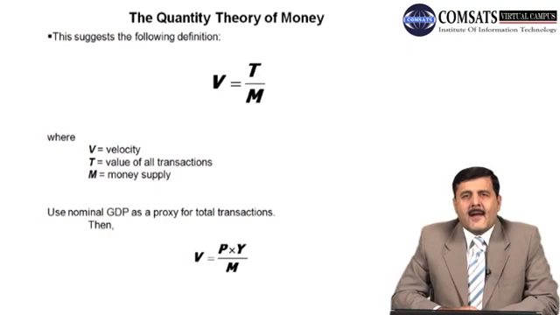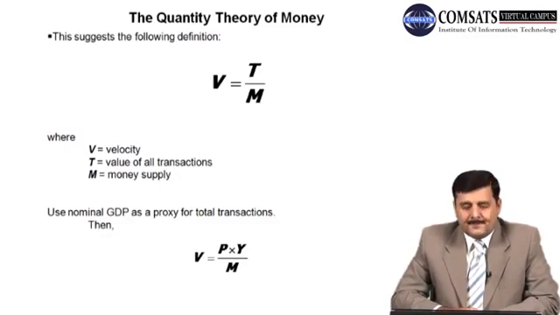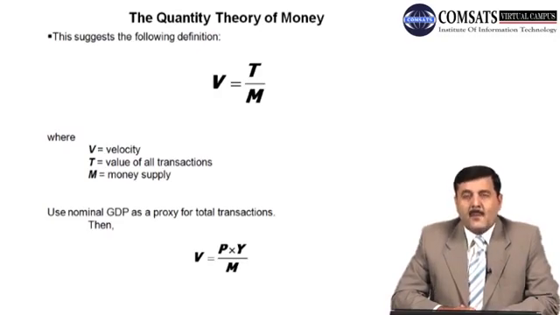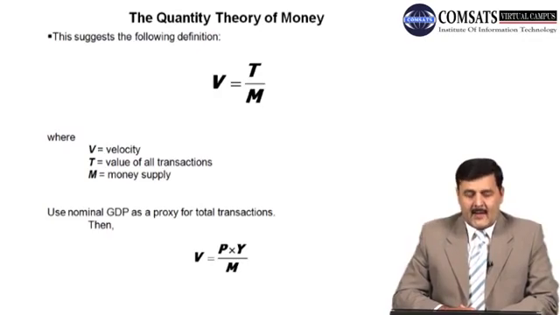As we saw in the previous example, the total transaction is 500 and the money supply is $100 billion. If we divide 500 by 100, this will give us the velocity, that is 5 times. So in this equation, V is the velocity, T is the total value of transactions, M is the level of money supply in the economy.